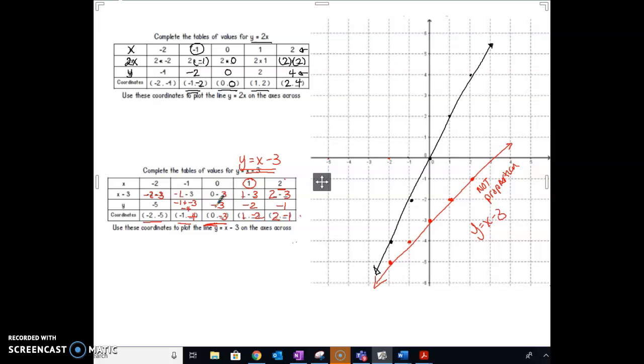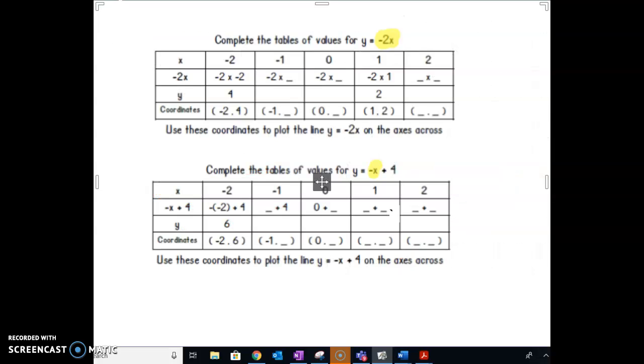On the back side, I want to show you a couple of things because you're going to have to complete the table, and this time it is a negative times an x. So it is going to be negative 2 times negative 2. Remember, 2 negatives give you a positive. It's going to be a negative 2 times a negative 1, so that will be plus 2.